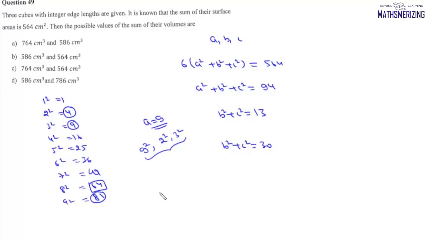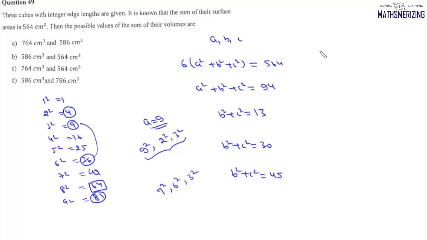Now we'll consider 7 square. 7 square is 49. 94 minus 49, so we'll get B square plus C square, and it must be equal to 45. And we know that 36 plus 9 is 45. Then the other combination will be 7 square, 6 square and 3 square, and there are only two options possible.